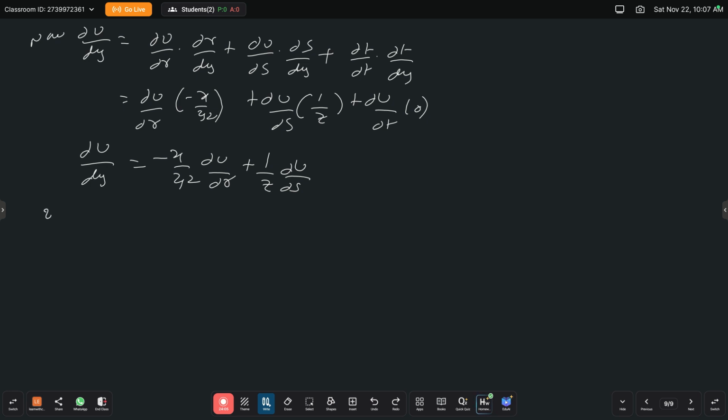Now we multiply both sides by y, so y into dou u by dou y is equal to minus x by y square times y, that is, the result is minus x by y dou u by dou r plus y by z into dou u by dou s. That is equation 2.